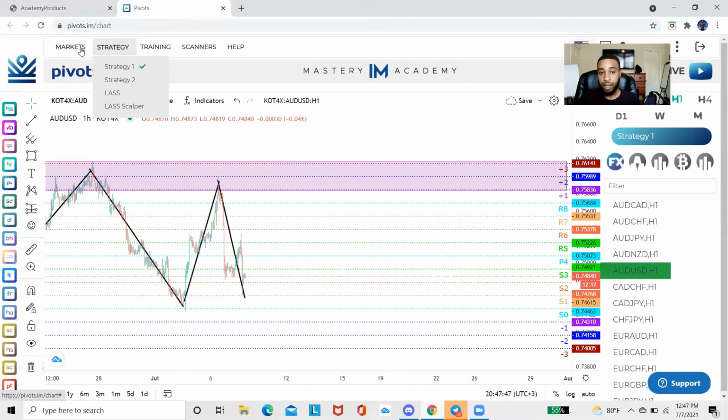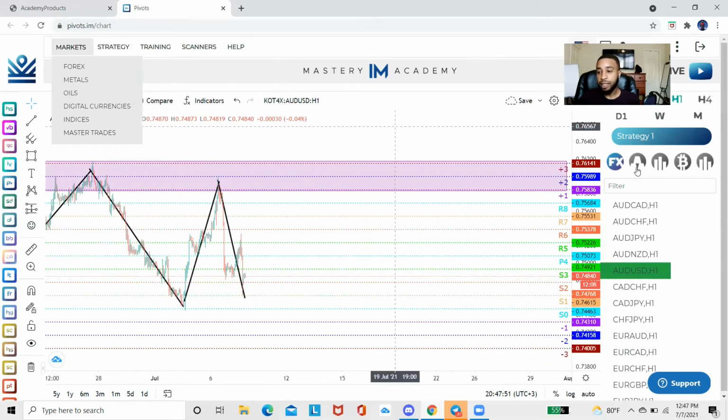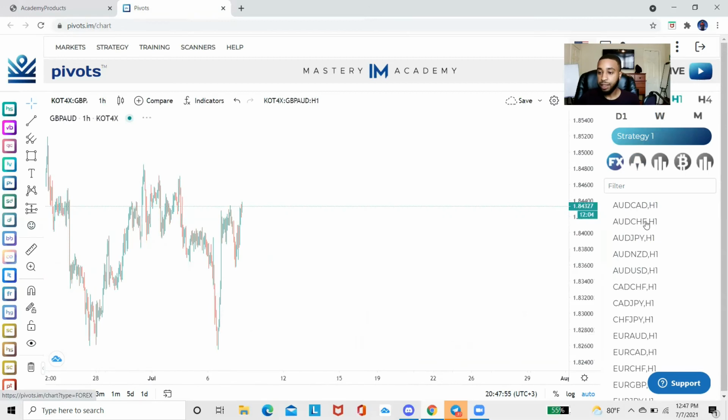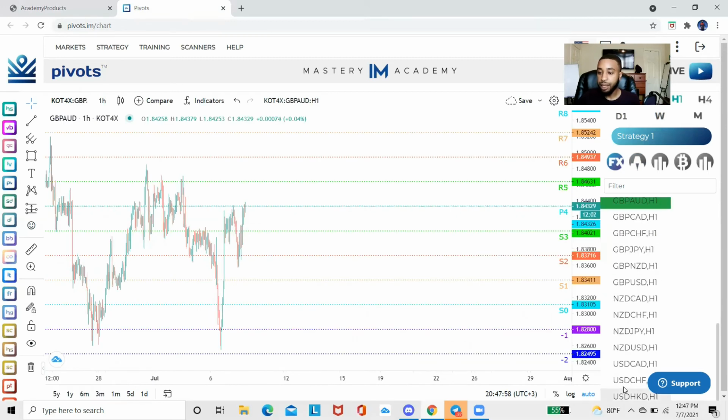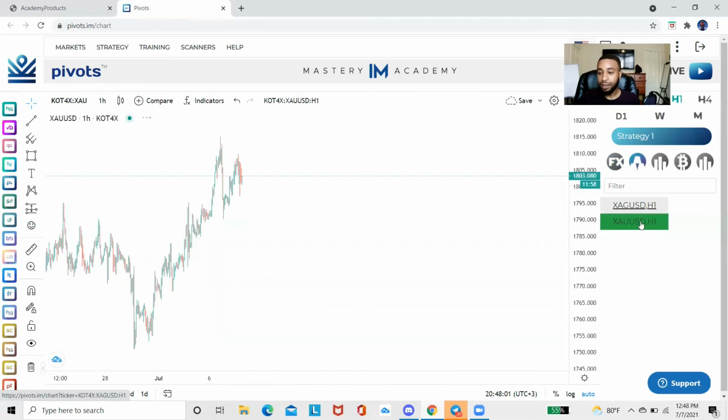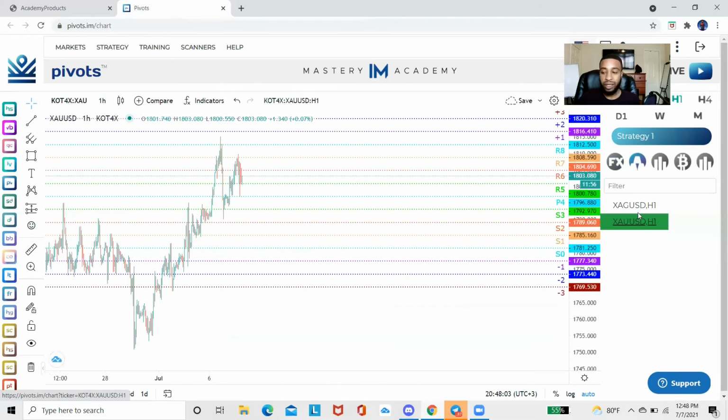Now, last thing I want to talk about is that whenever you look at pivots, there are different markets that you guys can trade. So FX is going to represent Forex. These are all the different foreign exchange currencies you guys are able to trade. If you click on this, this is going to represent commodities, specifically gold and silver. So you got gold and you got silver.